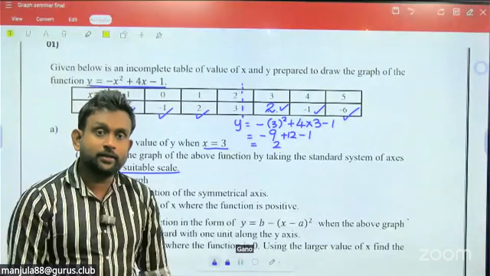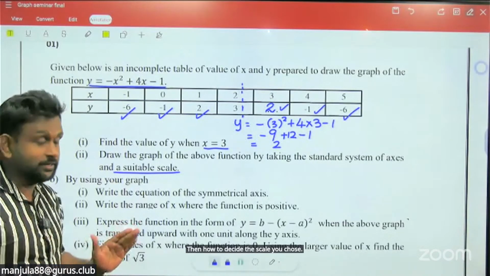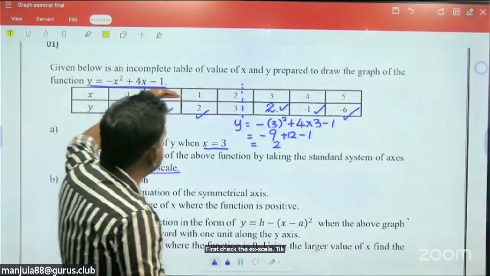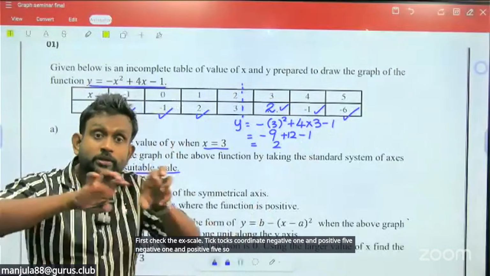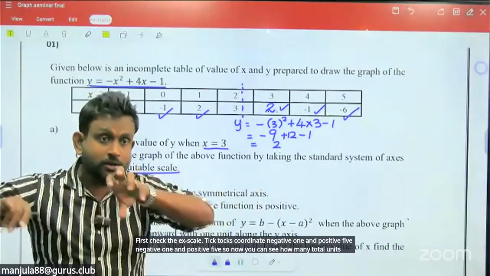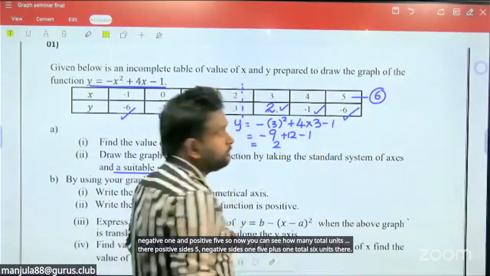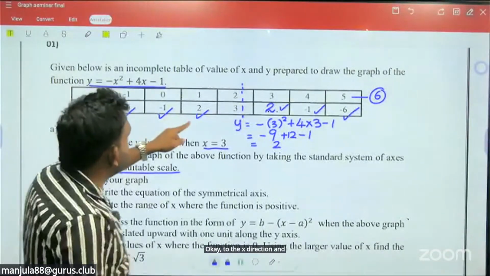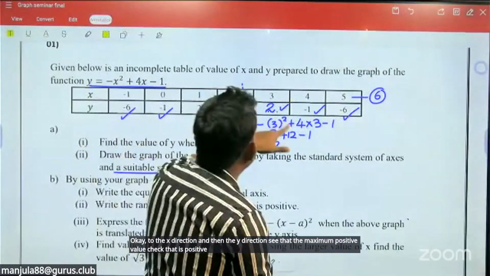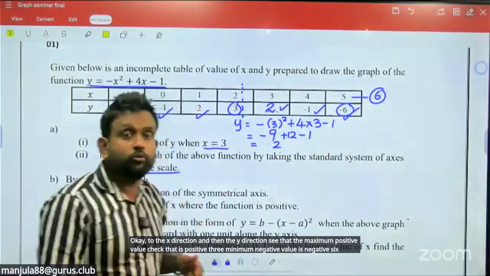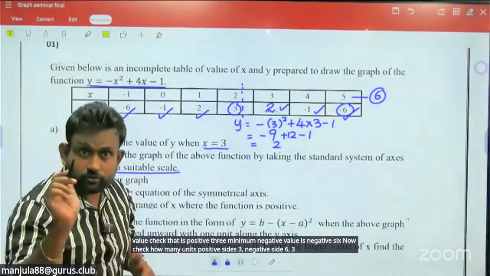Then how to decide the scale you choose. First check the x scale, check the x coordinates, -1 and +5. So now you can see how many total units there are. Positive side 5, negative side 1, 5 plus 1, total 6 units in the x direction. And then the y direction, see the maximum positive value is +3, the minimum negative value is -6. Now check how many units. Positive side 3, negative side 6, that means totally 9 units.